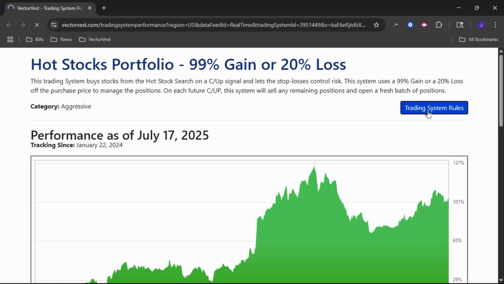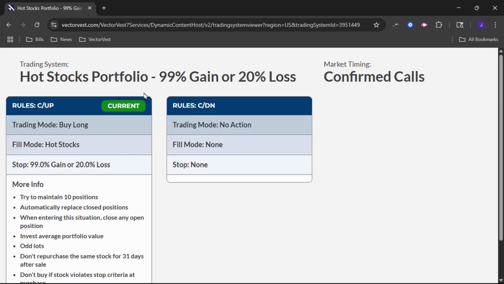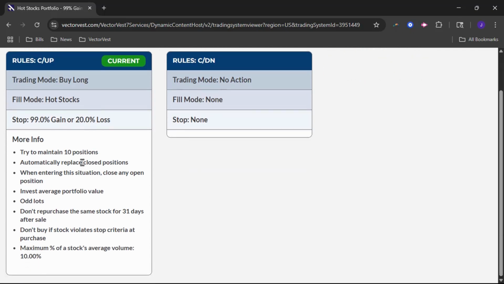So if I click on trading system details, we're using the confirmed calls as the market timing system here. We just went through what the rules are for confirmed up. We're going to buy stocks from the hot stocks search. I'll go through that search in a moment. Stop criteria, 99% gain, 20% loss. That's from the purchase price. So if it goes up 99%, we'll sell it, or if it goes down 20%, we'll sell it. We want to maintain 10 positions. We do automatically replace any closed positions as long as we're still in a confirmed up situation.